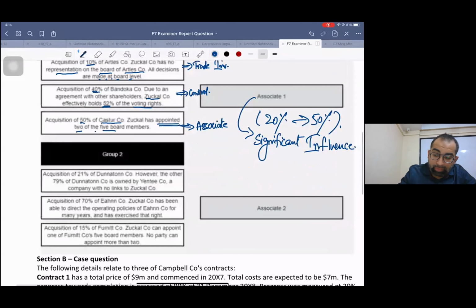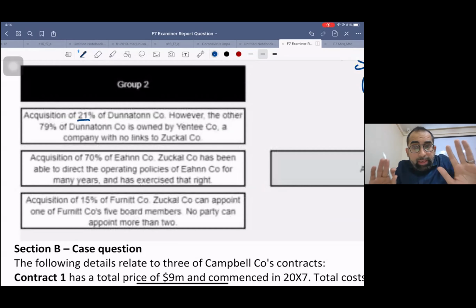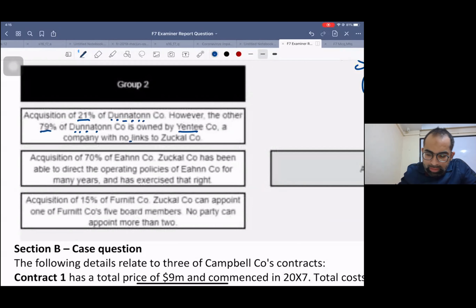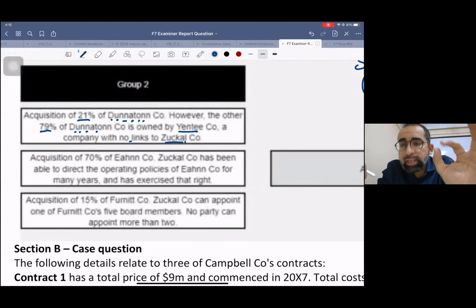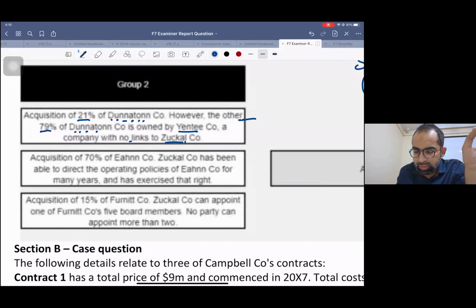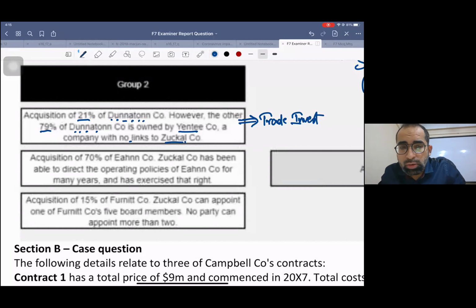Now group two. Wait. Acquisition of 21%. Apparently 21% means 20 to 50. But there are cases when you have more than 20% shares, but still you don't have significant influence. Acquisition of 21% of D company. However, the other 79% of D company is owned by Y company, a company with no links to Zukal company. There is another party who totally controls the board, and nothing is written about our representation in the board. So this is just your trade investment. You don't have control and you don't have significant influence.